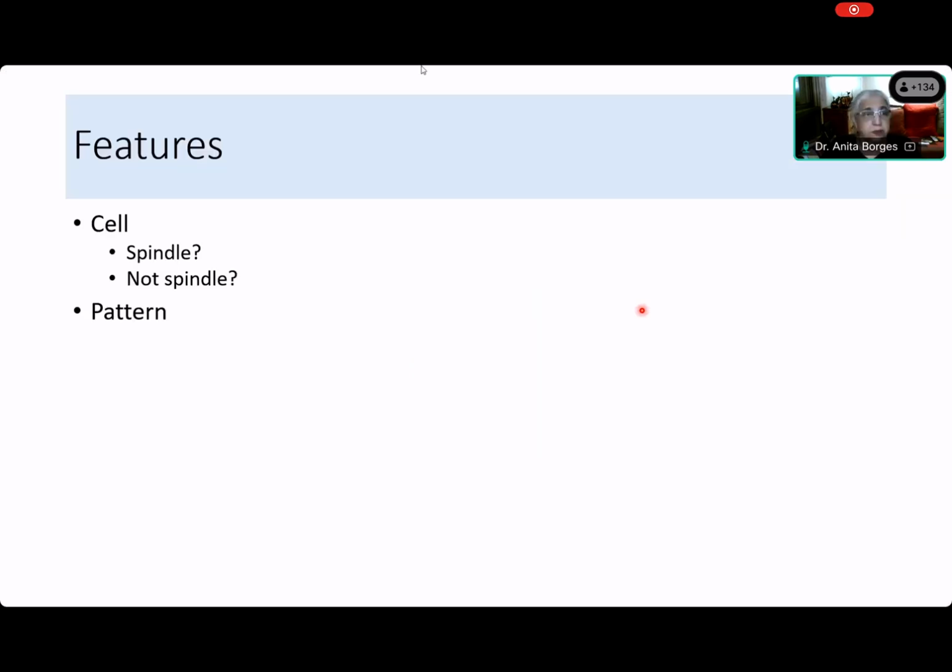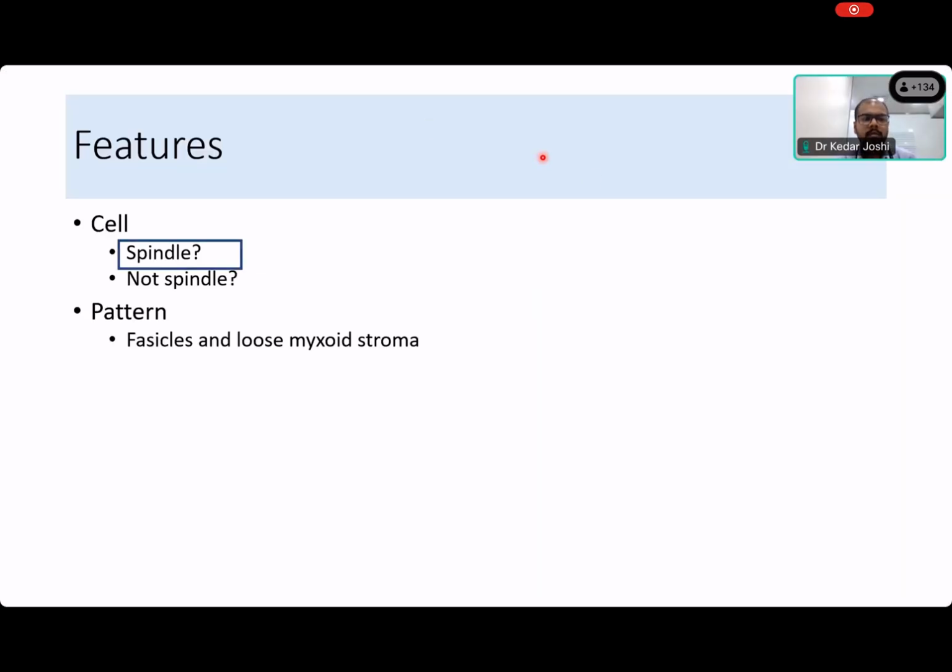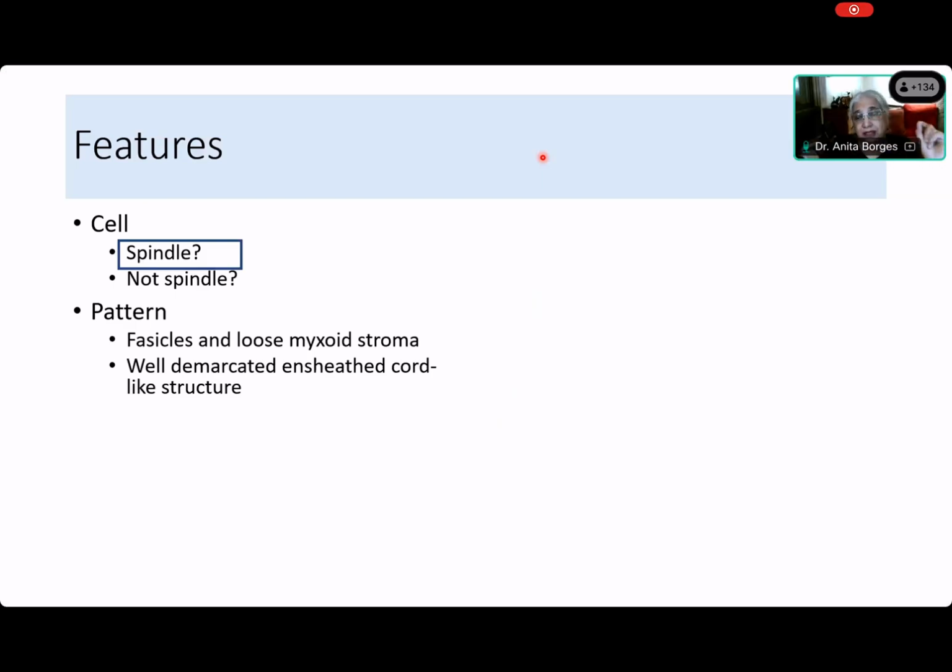So what is the diagnosis? Is this spindle or not? Yes, ma'am, it is spindle. Very good. What pattern? Fascicles, mixed with stroma. And you have a well demarcated, ensheathed structure. There is a sheath around this, and it's a cord-like structure. Did you see that? Because it was all continuous, it is not a question of encapsulation. It is ensheathed. Really, this is something that the woman had on her arm, but it is almost flexiform, though not quite.